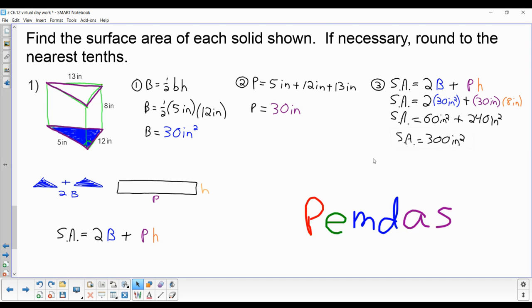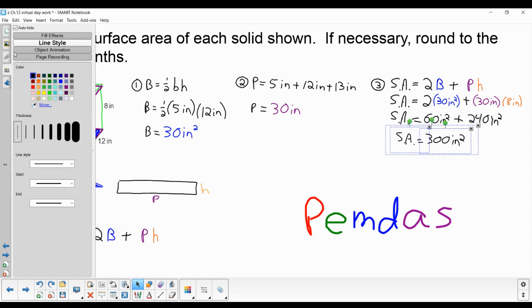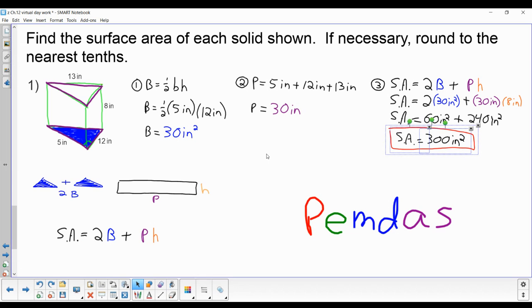So, like with most problems that we have, you write the formula, plug into the formula, and solve with the order of operations. It's just for this one, you have to find parts first.